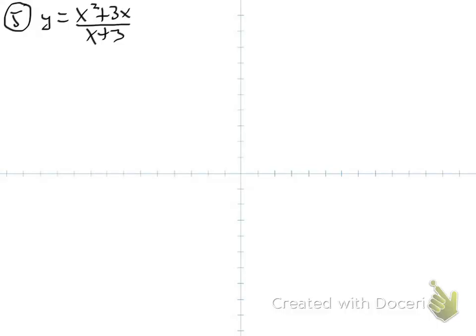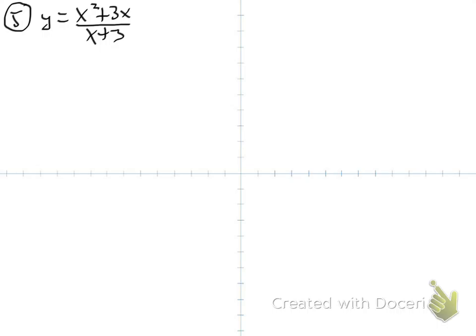Okay, this is number 5. And just like the previous 4, we need to find the domain. We need to find the vertical asymptotes or coordinates of the point of discontinuity, the pod. We need to find the equation of the horizontal or slant asymptote. We need to find the x and y intercepts, and we need to graph it.